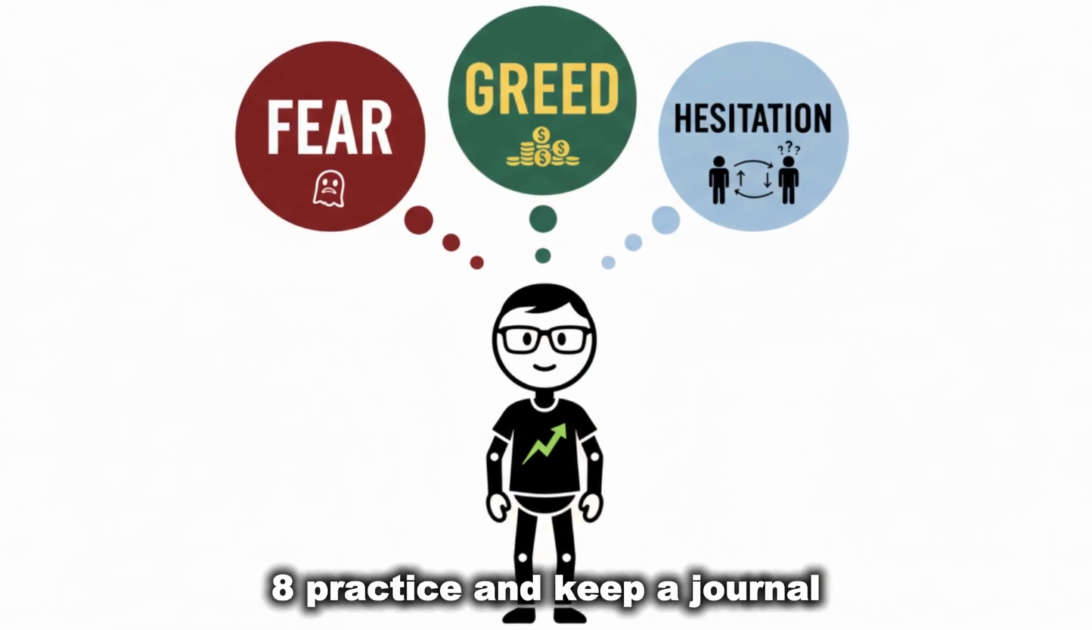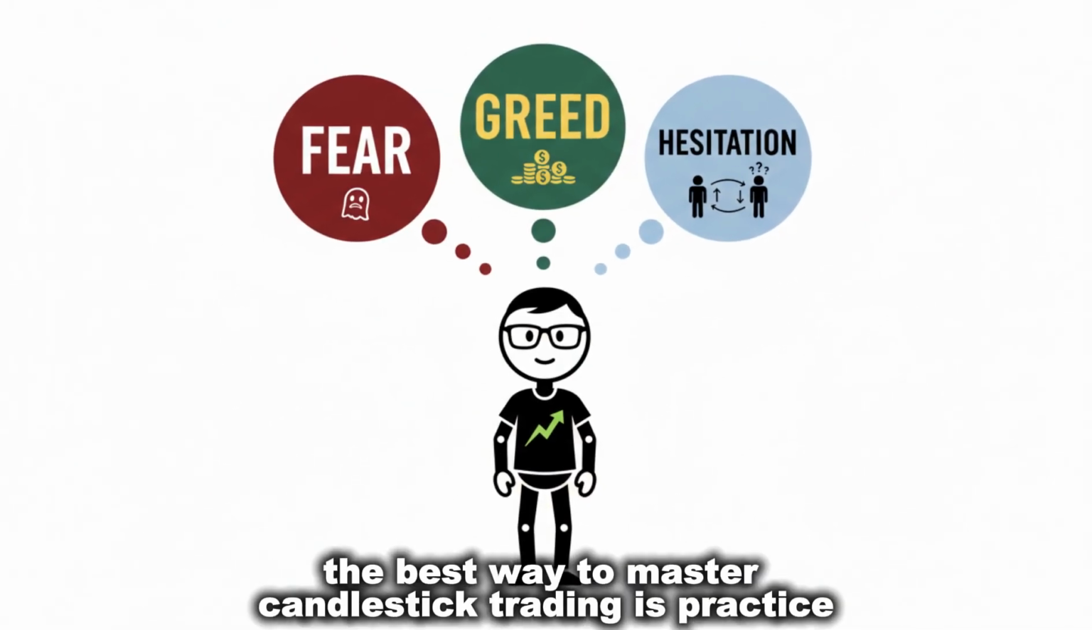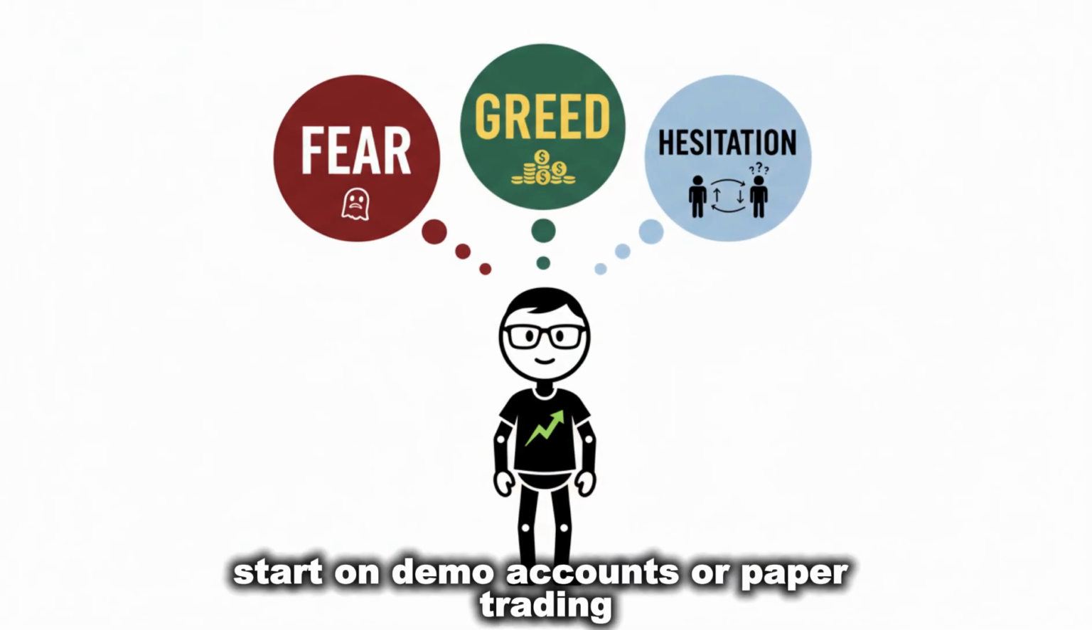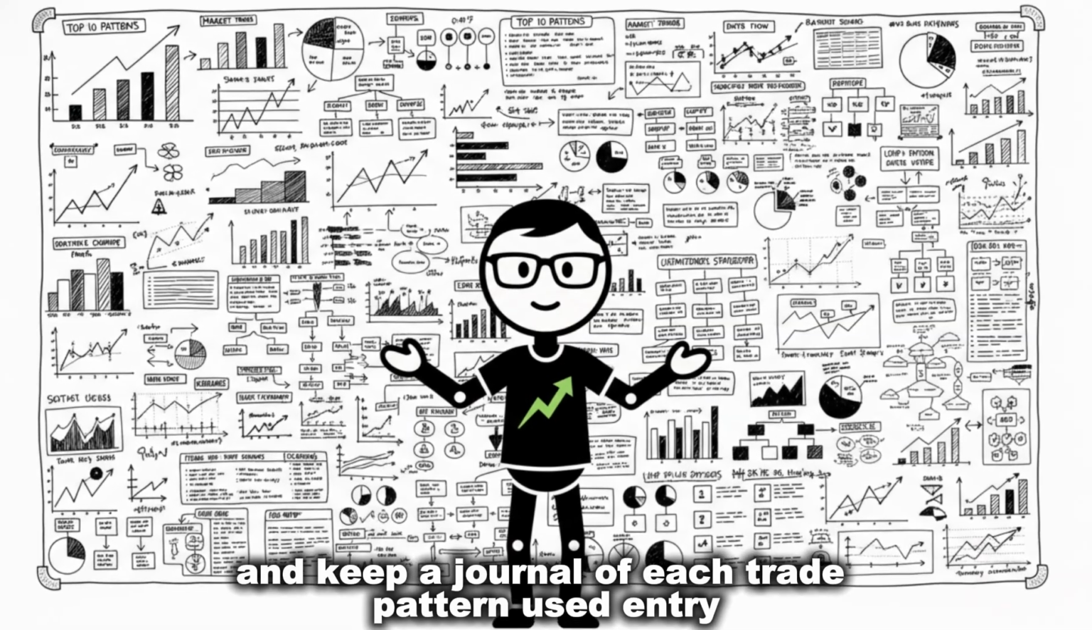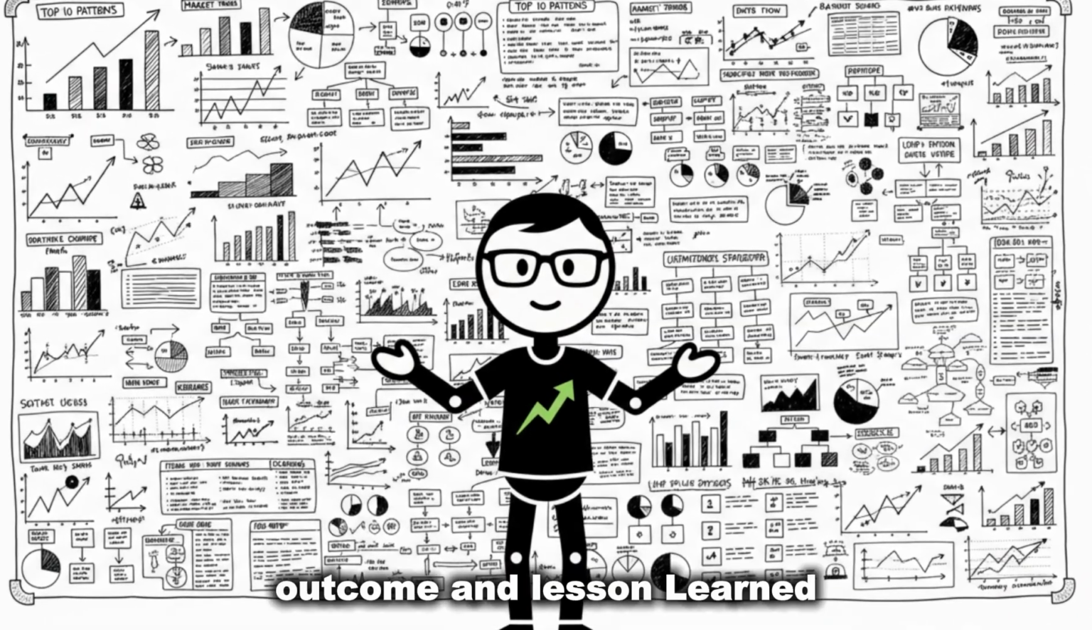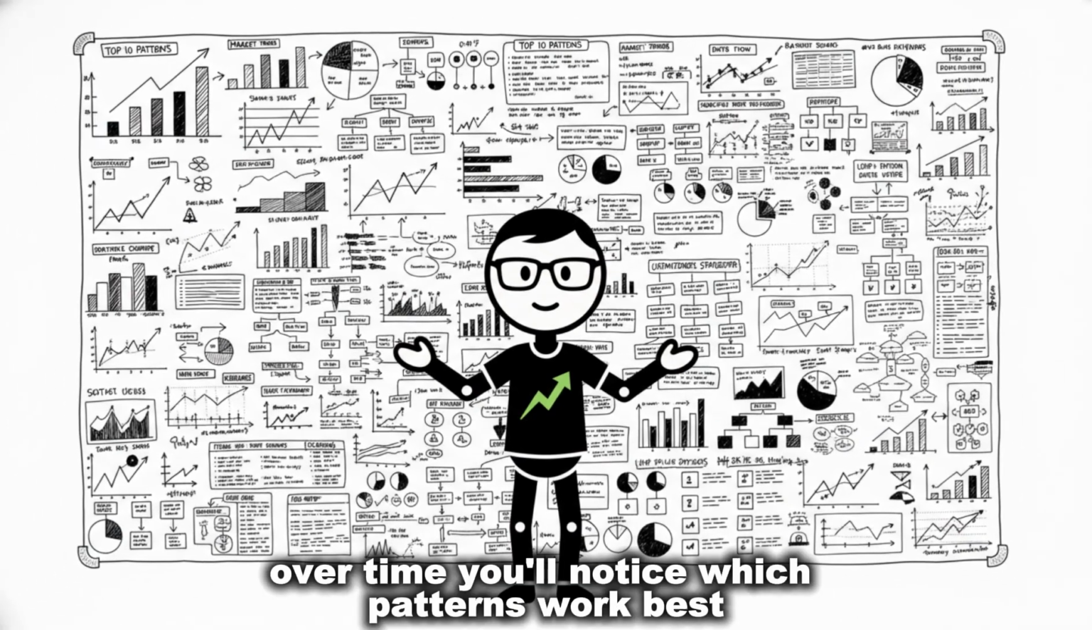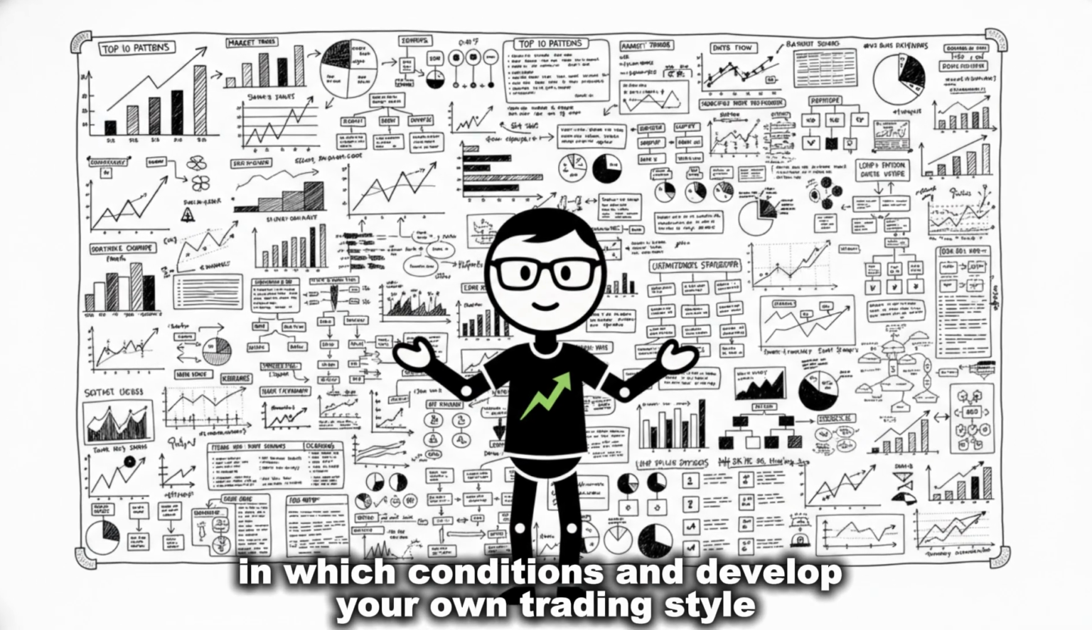8. Practice and keep a journal. The best way to master candlestick trading is practice. Start on demo accounts or paper trading and keep a journal of each trade: pattern used, entry, stop loss, outcome, and lesson learned. Over time, you'll notice which patterns work best in which conditions and develop your own trading style.